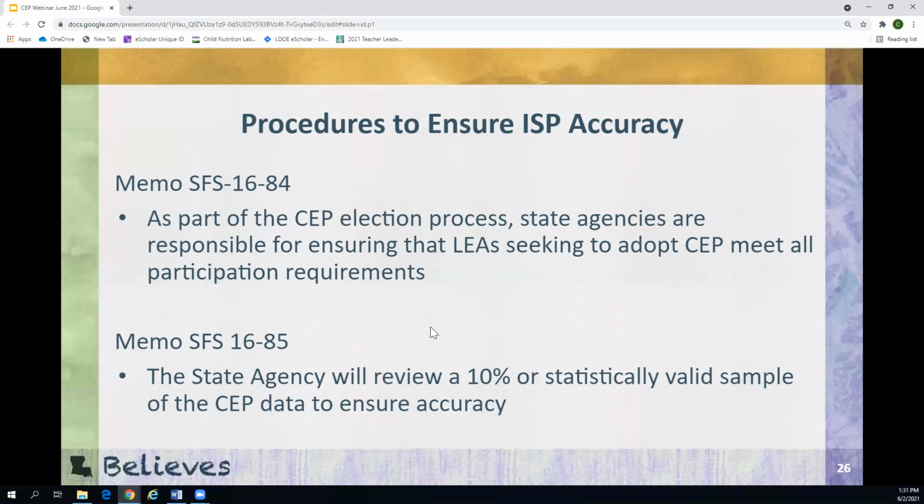And then additionally, memo SFS 16-85, this makes the state agency responsible for reviewing a 10% or statistically valid sample of the CEP data to ensure accuracy.